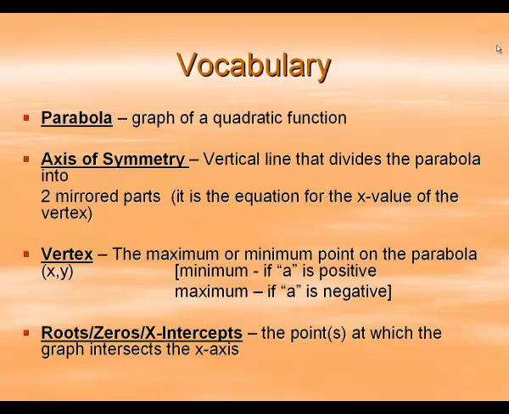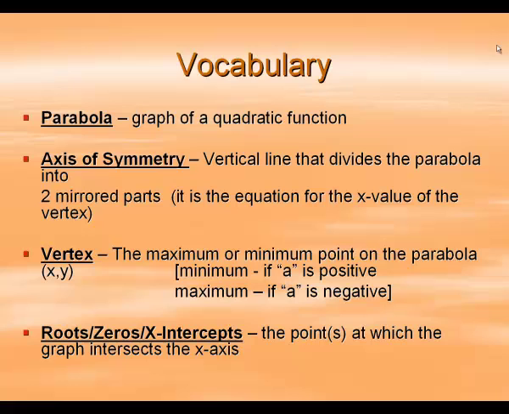If your parabola points up in the air like a smiley face, you have a minimum. If your parabola points down in a frowny face, then you have a maximum. If a, which is the leading number of your equation, the one with x squared, is positive, then your parabola is going to point up like a smiley face and have a minimum. If a is negative, meaning the number with x squared is negative, then your parabola will point upside down.